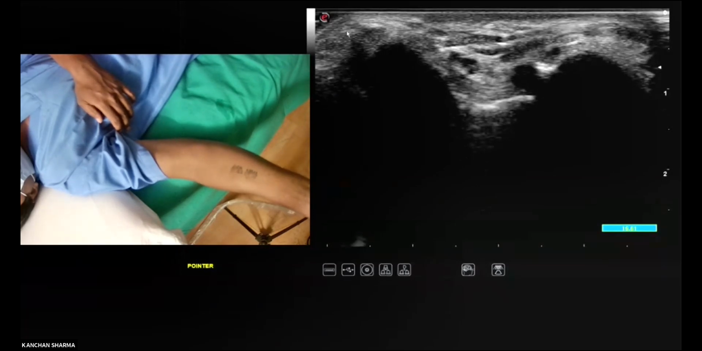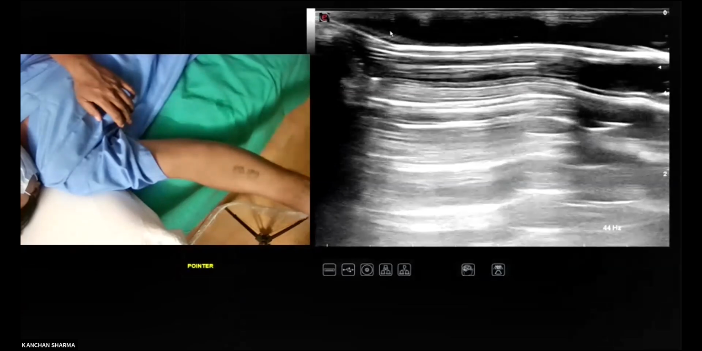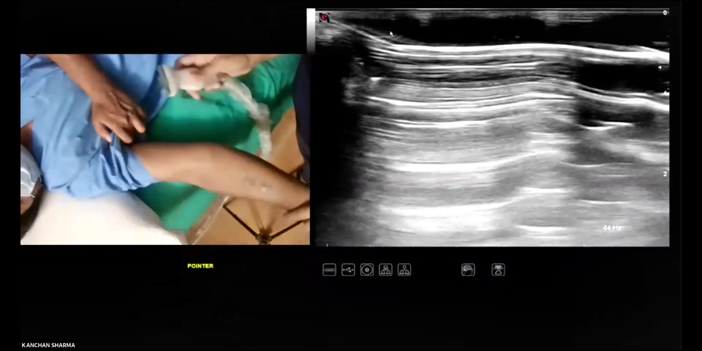In dislocation, we are going to take help of our orthopedic friend. But for subluxation, yes, we can ask the patient to avoid activities. Whenever you are looking at the ulnar nerve, do not forget to do this dynamic examination. It is very, very important. So let's see how to do it. Again, the same position of the patient and all.